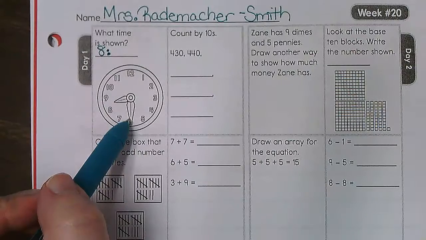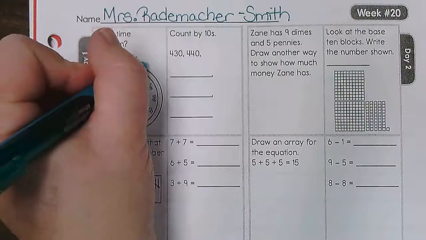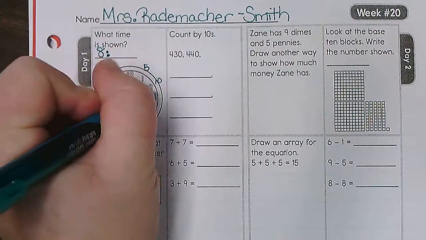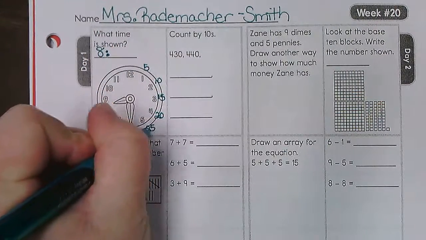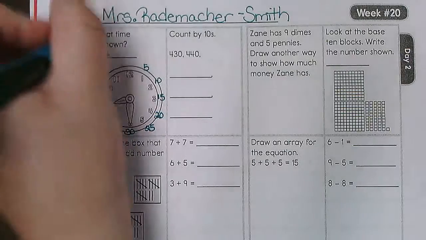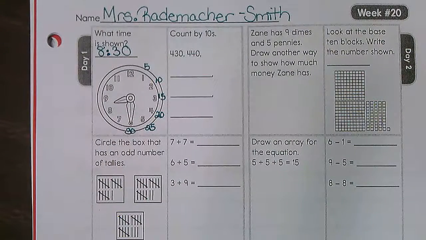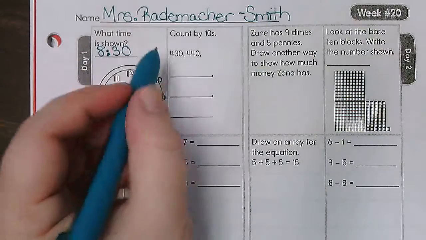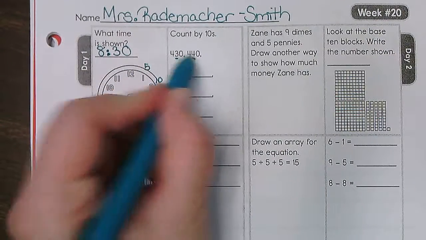Next, we have the minute hand, which is the long hand, and he moves very, very fast. So he goes so fast he counts by 5s. I could say 5, 10, 15, 20, 25, and down here on the 6, if you don't know it already, is 30. Okay, number 2, we're going to count by 10. So we've got 430, 440.